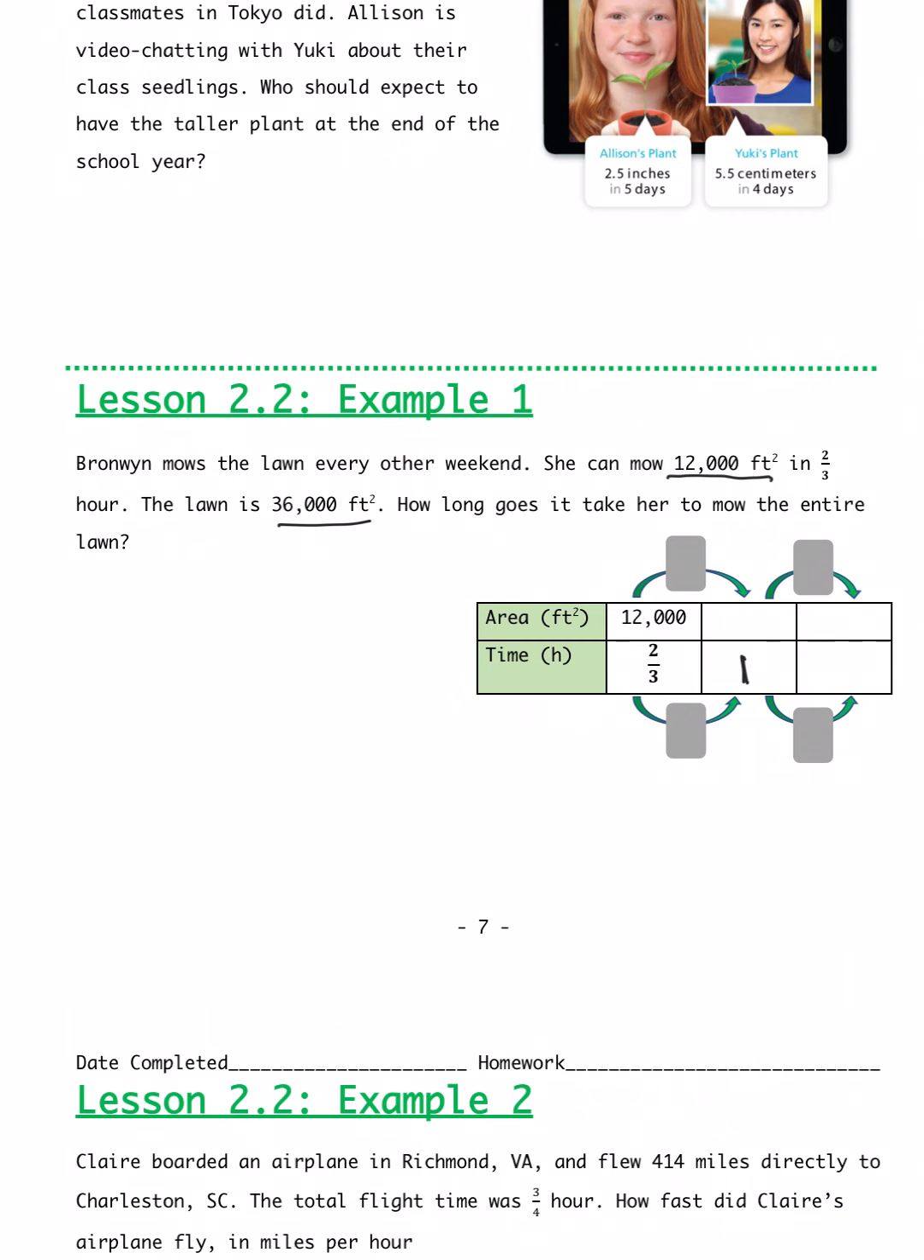So then we can figure out how long it took her to mow 36,000 feet. As always, we need to figure out how we are going to get to the unit rate of 1 hour. We want to know what is 1 hour so that we can figure out at 1 hour how many thousands of feet there are. So how are we going to get from 2/3 to 1?